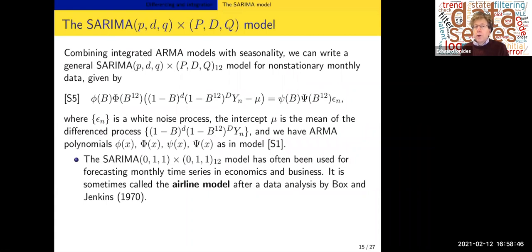One more thing we can do, putting all this together: if we put together integration and seasonality, we have the so-called SARIMA model, (p,d,q) cross (P,D,Q). There are a lot of different models that can fit into this. You have to choose 6 different orders before you've even estimated the parameters. And fortunately, using the ARMA polynomial method, you can write this model in a general form quite readily. And I've done that in equation S5 here.